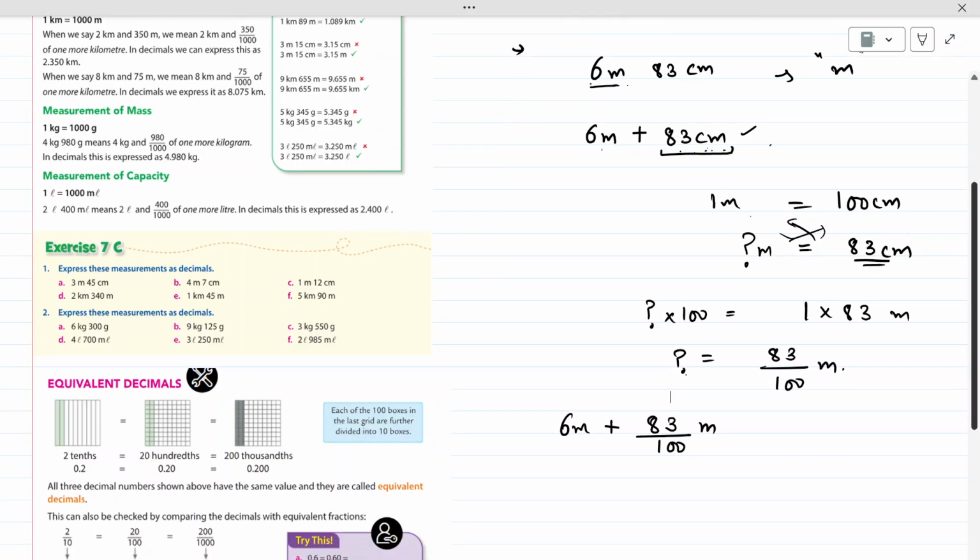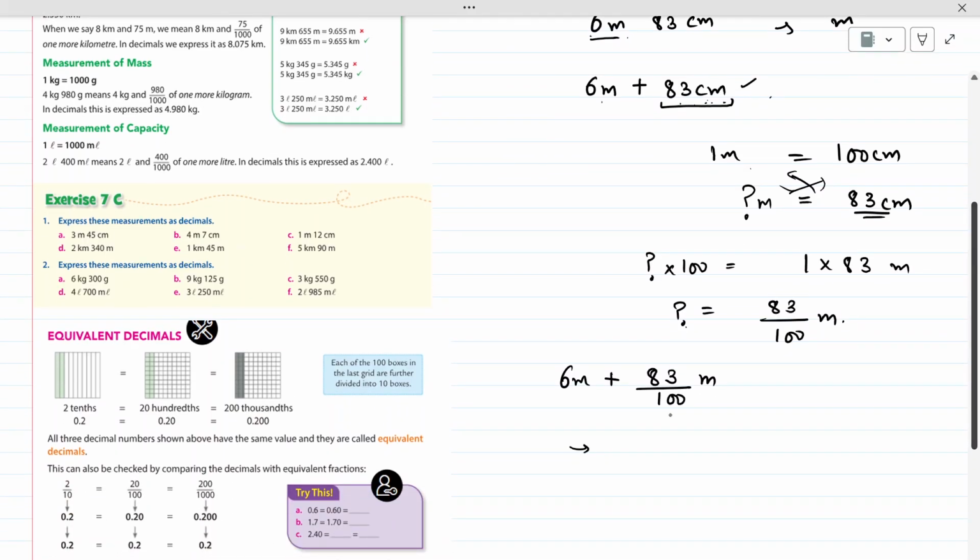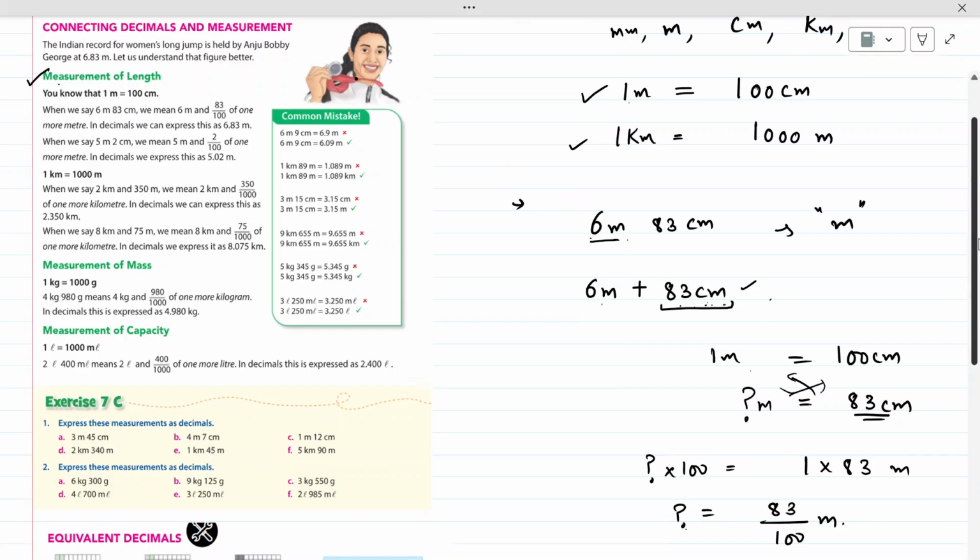Now how can we write this? We can write this as 6 as is, then decimal, and then 83, right? Because we have 100 in the denominator here, and if we want to express this in the form of a decimal, we have to put the decimal after two places, which makes it 6.83. So this complete number becomes 6.83 meters. This is how we can convert a given unit.